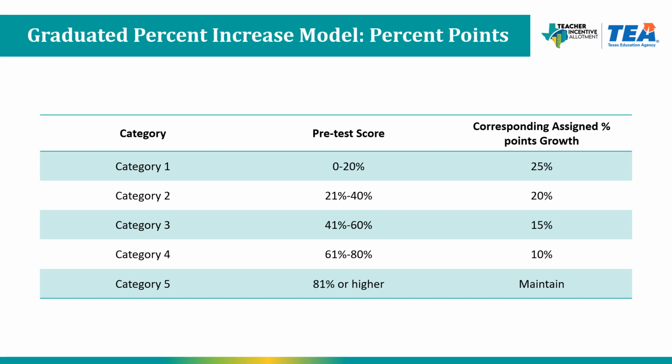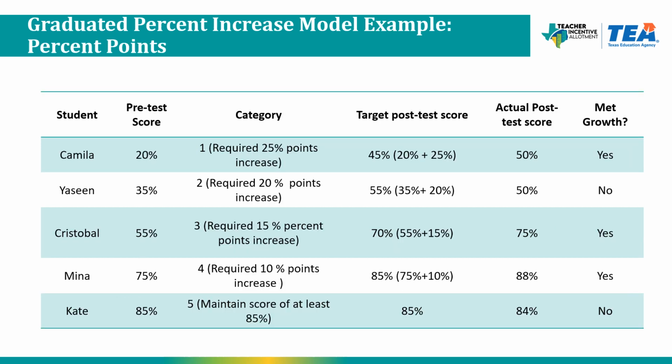For example, if a student scored 20% on the pretest, they would be required to make at least 45% on the post-test to show growth. Let's look at another example of how the graduated percent increase model can work. At this time, pause the video to review the table. Once reviewed, resume the video.